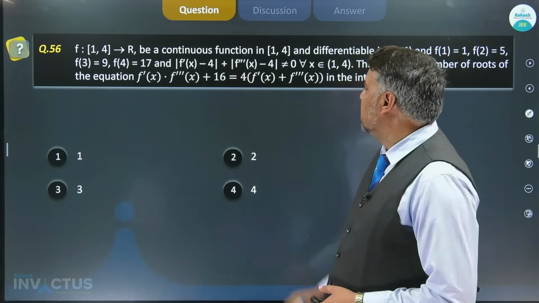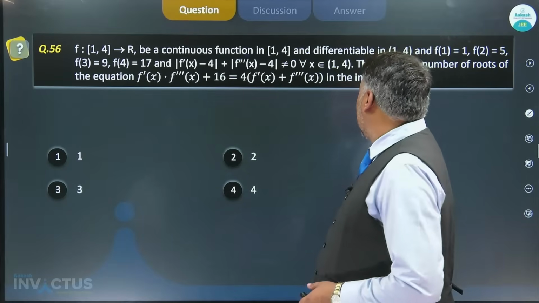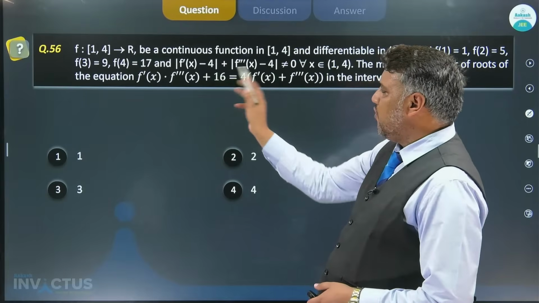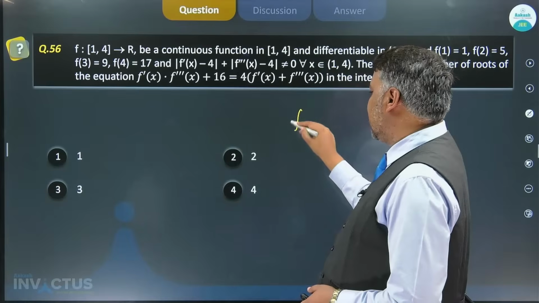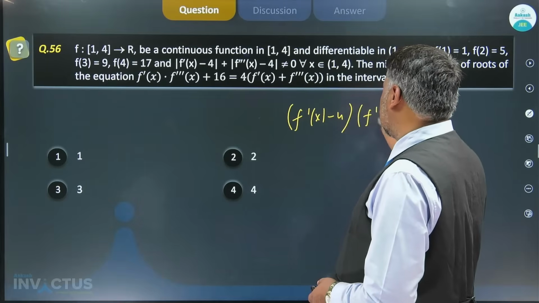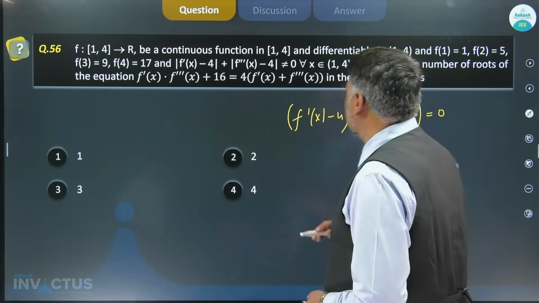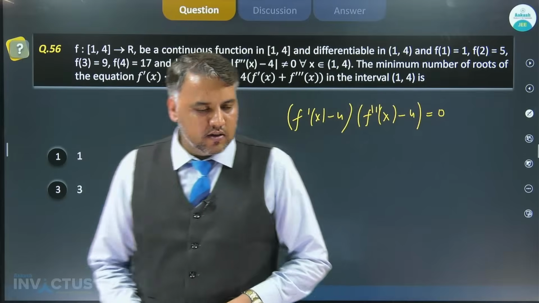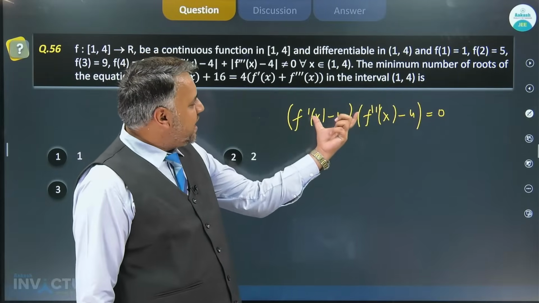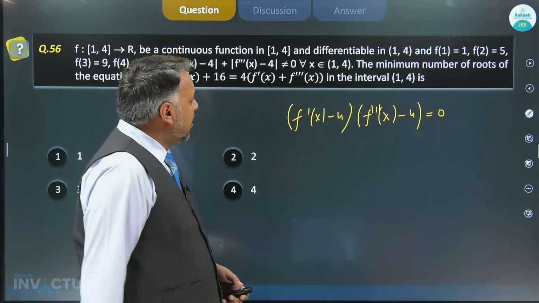Okay, good Alok. So these will not hold for the same x. This is the only condition. Now find the minimum number of roots of this equation. Again, if you factorize this, you will get f dash x minus 4 into f triple dash x minus 4 is equal to 0. You can observe it. When you factorize this, we have to find the minimum number of roots of this equation. This is the equation given.